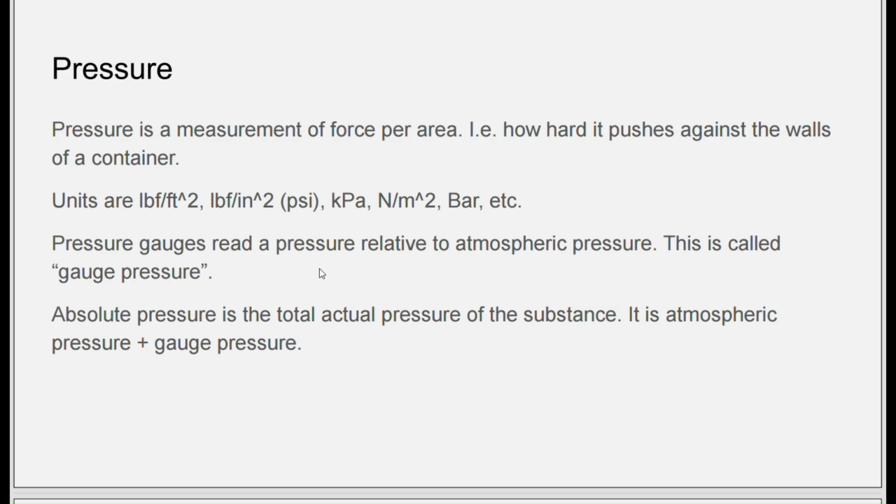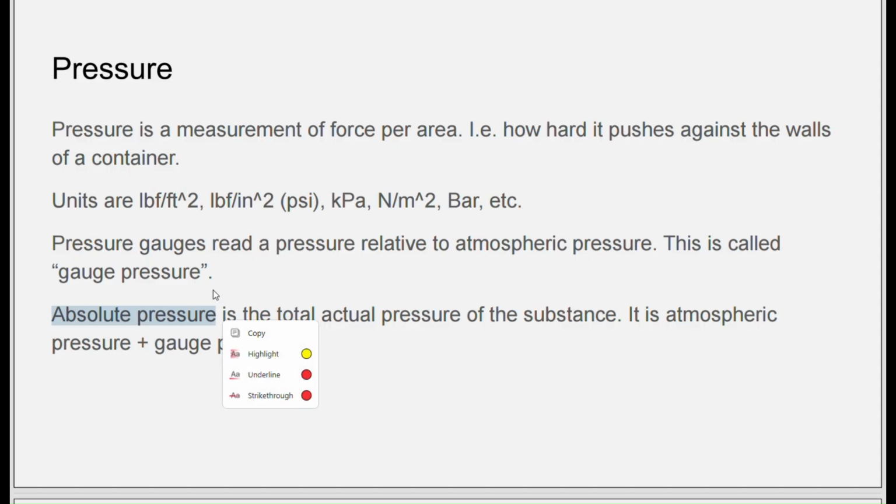So pressure gauges read gauge pressure, and gauge pressure is always calibrated to atmospheric pressure, such that at atmospheric pressure, your gauge will read 0 psi. That's not absolute pressure. Absolute pressure is like, what is the actual pressure of the gas, which is atmospheric pressure plus gauge pressure, and that's absolute. Anytime you're doing calculations with, say, ideal gas law or looking up properties in a table, you're always going to use absolute pressure.